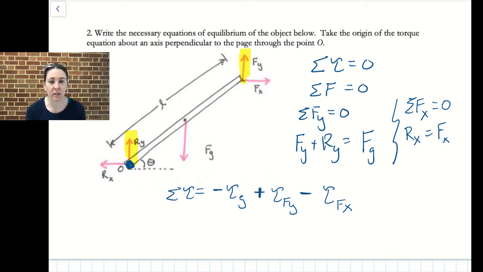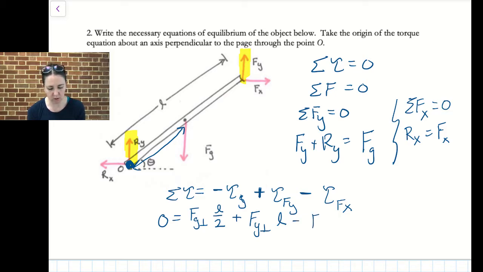From here, it's just as simple as writing our forces and our lever arms. So the sum of the torques equals 0. So torque due to gravity is the force of gravity, perpendicular, times the radius. In this case, the radius is going to be L over 2, plus our torque due to force Y, perpendicular, times our radius, our lever arm, which is L, minus our X, perpendicular, times our radius, which is going to be L as well.